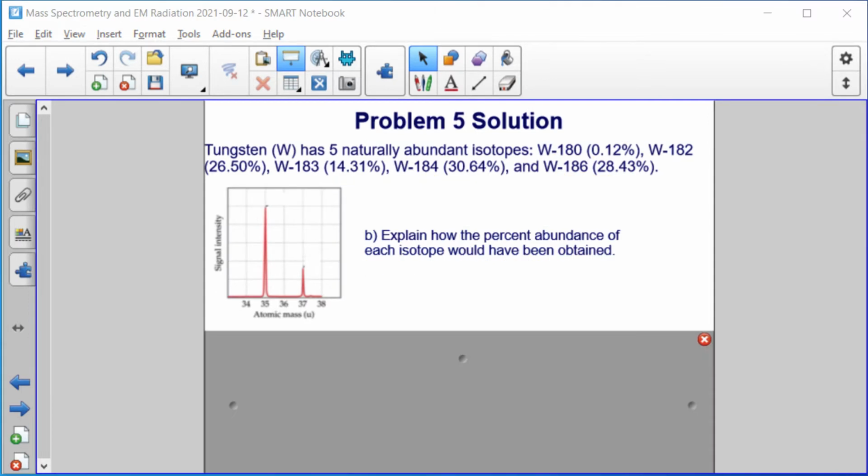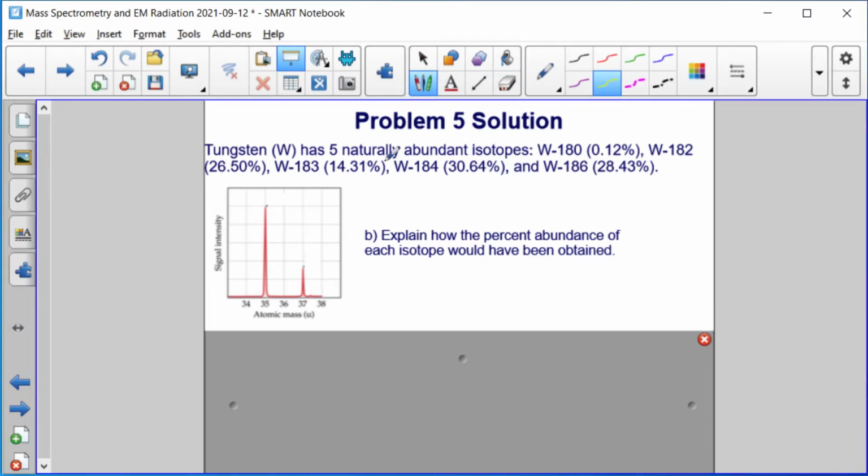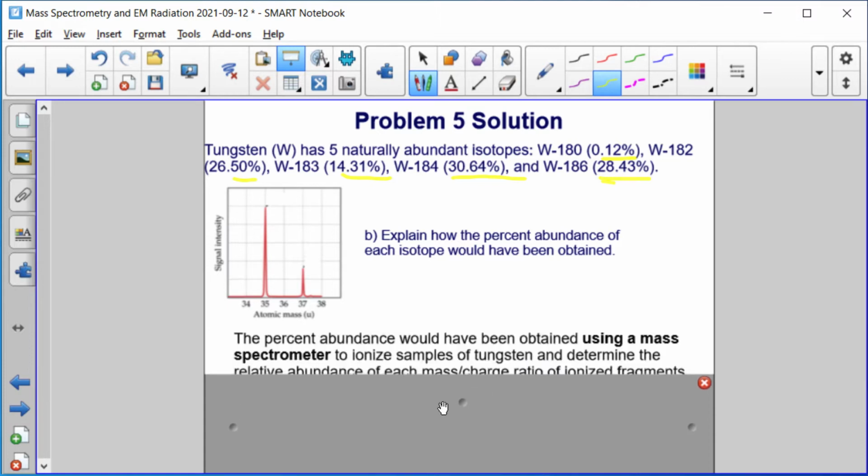Part B asks, explain how the percent abundance of each isotope would have been obtained. So how did we get these percentages: 0.12, 26.5, 14.31, 30.64, 28.43? Let's think about what we're studying in this unit. We're studying mass spectrometry and electromagnetic radiation. So we can find percent abundance using a mass spectrometer.